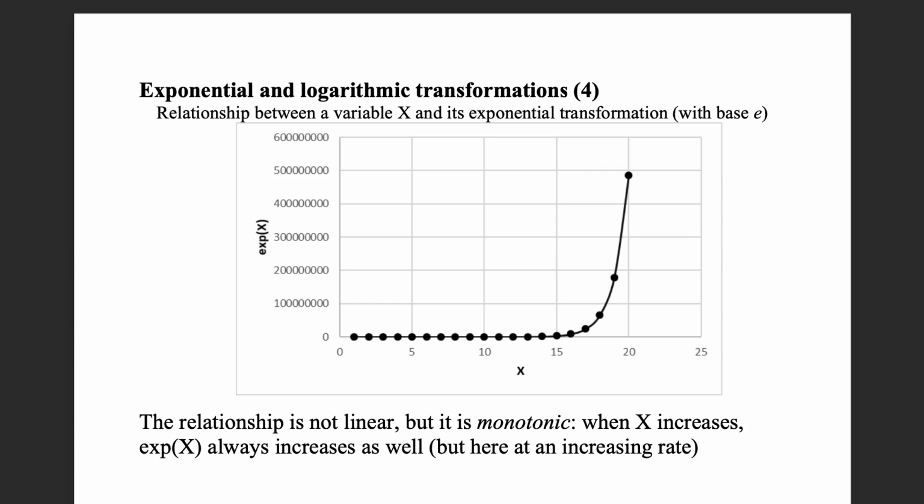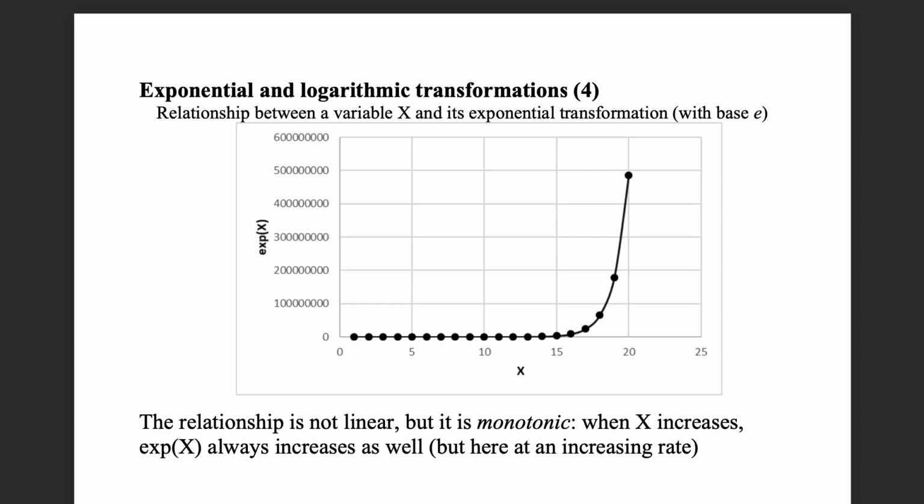As x increases, the exponent of x increases, but at an increasing rate. So the more we increase our x variable, the faster the exponentiated version of x is going to increase. We could do that for ever higher values, and you would see that this line is becoming ever steeper, indicating that the exponentiated version of our variable grows at an increasing rate if our original x variable grows. So that's a transformation that can sometimes be quite useful.